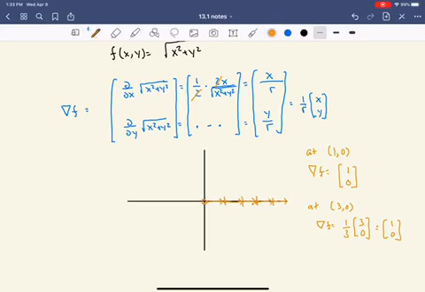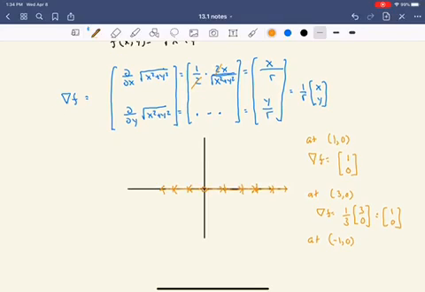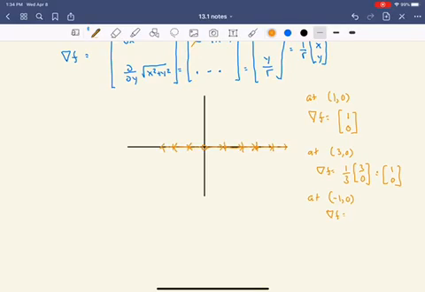Any vector on this side is going to look this way because it's going to go in the opposite direction, right? If I have (-1, 0), the vector field is going to be (-1, 0). And now we're treating it as a vector. I have the same stuff going on here on that axis and on that axis.